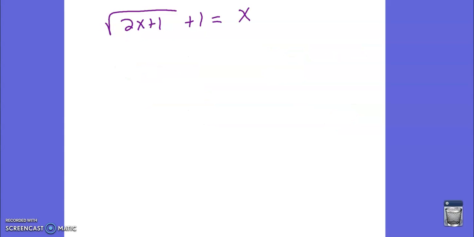All right, so let's look at this last problem. Again, what we want to do is get rid of that square root. And to get rid of a square root, we're going to end up squaring both sides. The best way to do this is to isolate the square root. So we're going to literally take the 1 over to the other side.